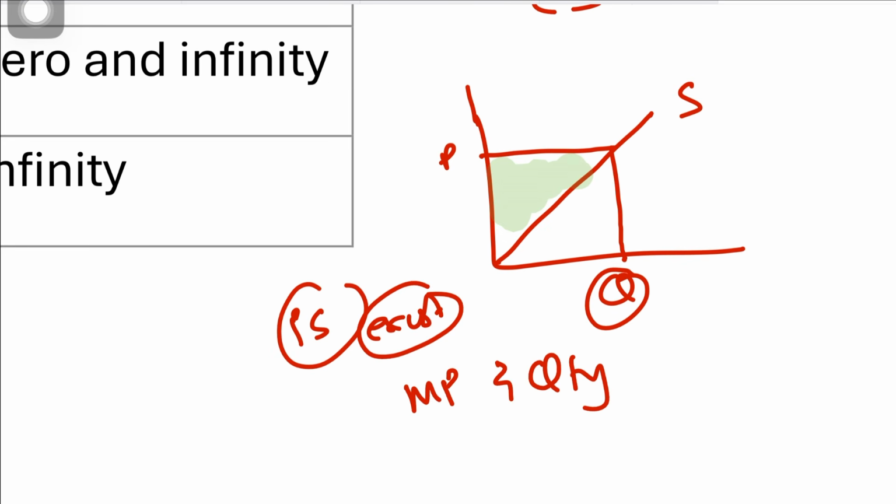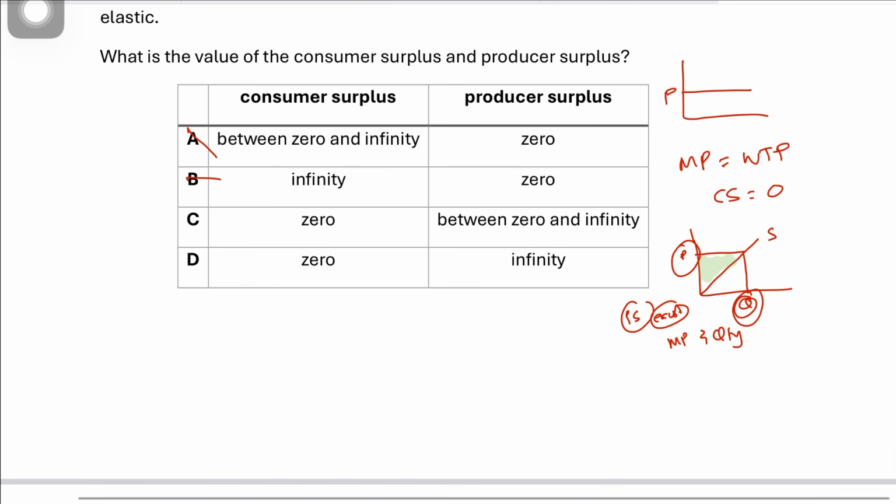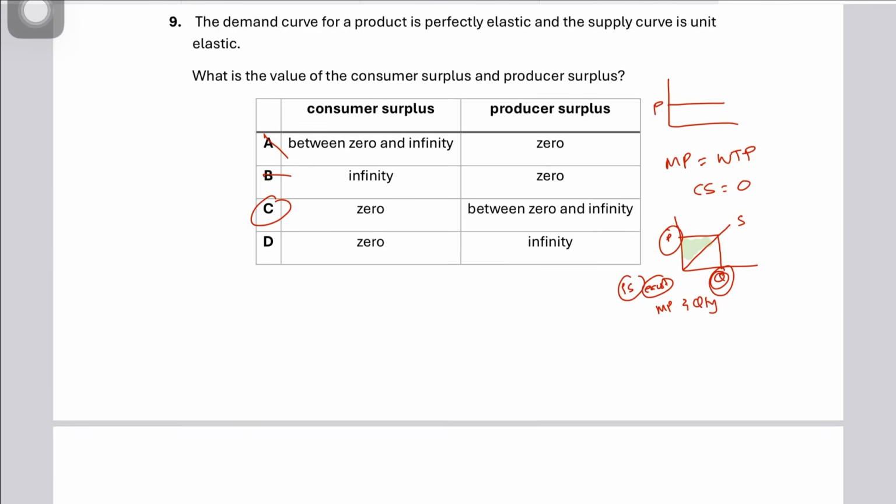It would depend upon whatever the price is and whatever the quantity the producers are ending up selling, right? So the producer surplus then has to be between 0 and infinity. That would make C the correct answer option for question 9.